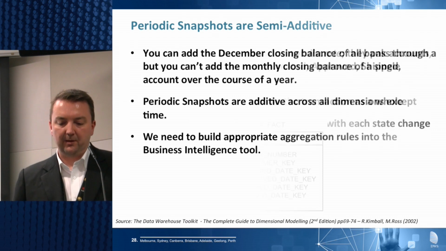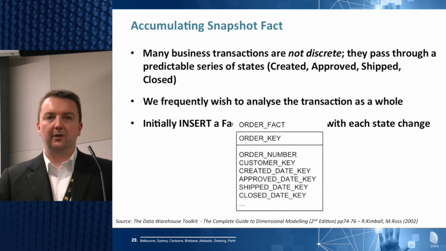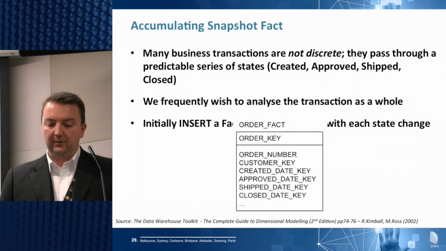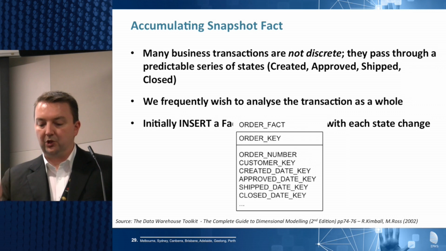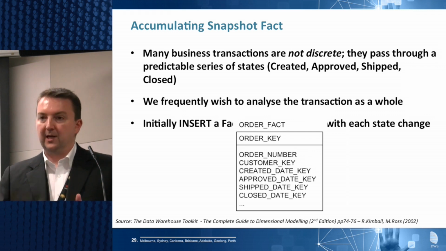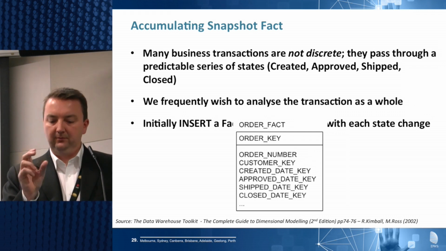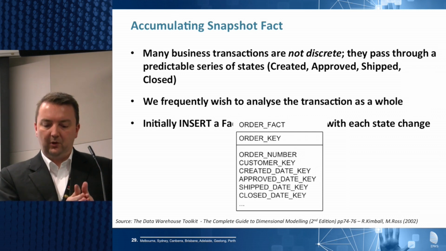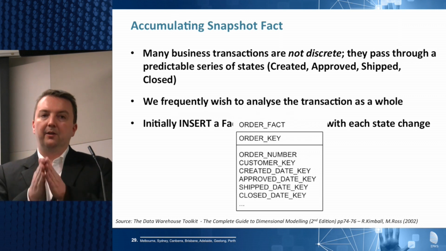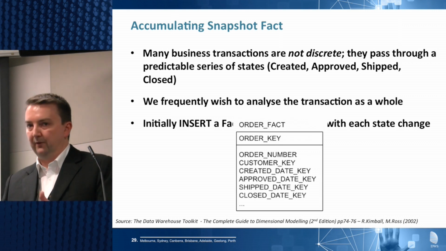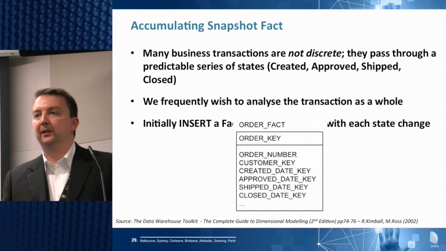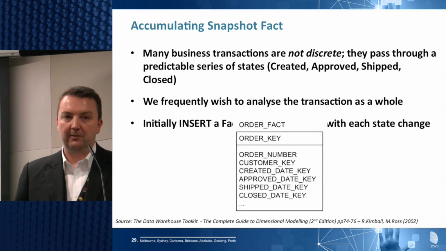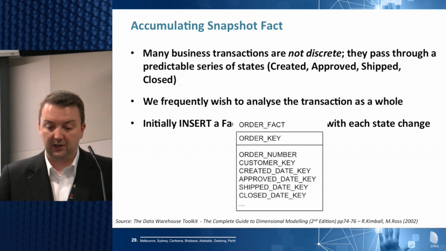Okay, touched on this a moment ago, accumulating snapshots. So what happens when our sale is not discrete? We create the order, approve it, ship it, close it. These things happen over a period of time. They don't happen over like 2 minutes. So it's not going to happen all in the same day, and then we'll send the completed fact off to the data warehouse. These are going to come in dribs and drabs over the course of a week or a month or even longer. Accumulating snapshots can last years, potentially.